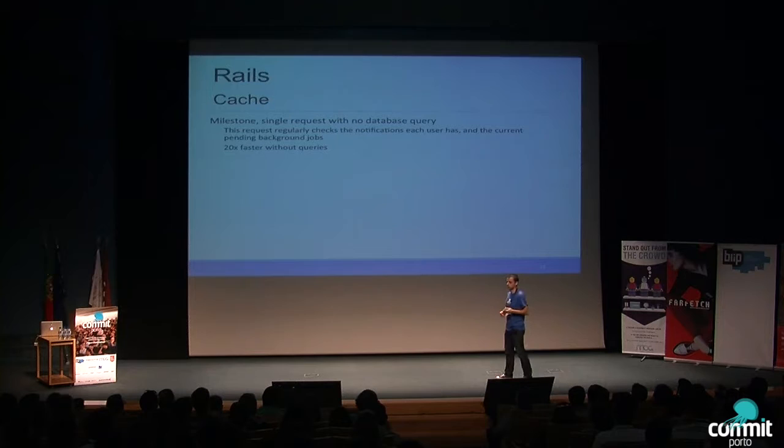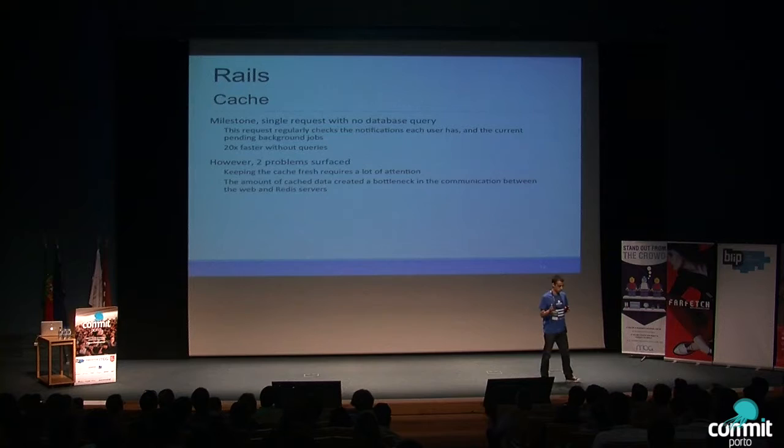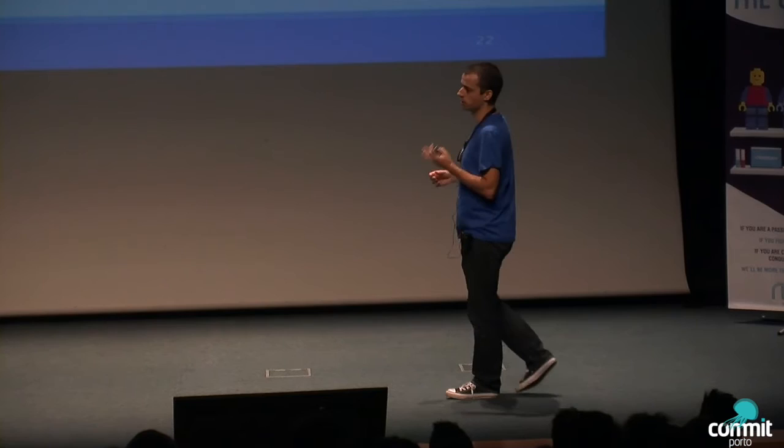But again, this was not perfect. There were two problems. First, we can't have stale cached data in our server. We need to be very careful while keeping the cache fresh. When we update our database, we have to update the cache. And the amount of cache data that we are now transferring between our cache server and our web servers is so big that we created a bottleneck on the internal network. And this actually canceled the performance improvement we had with sending the data to the cache.